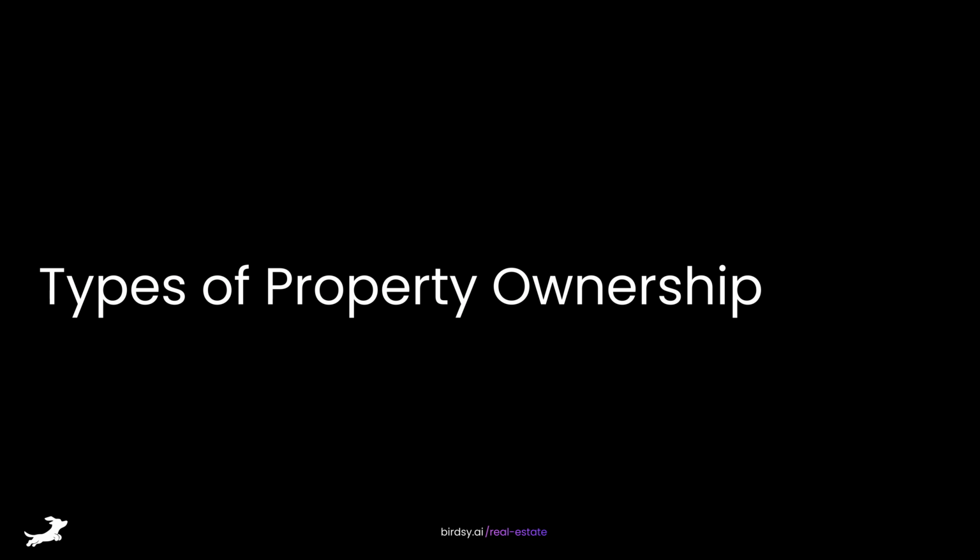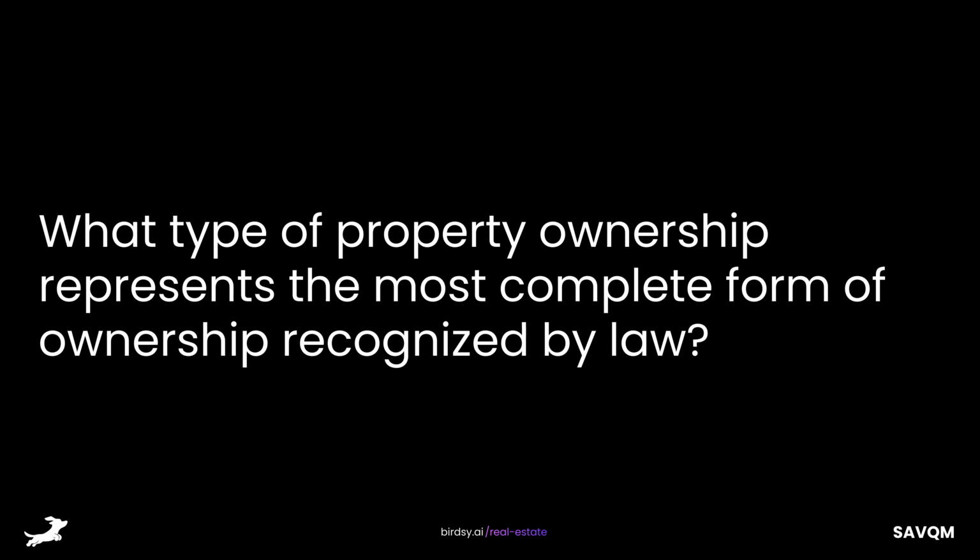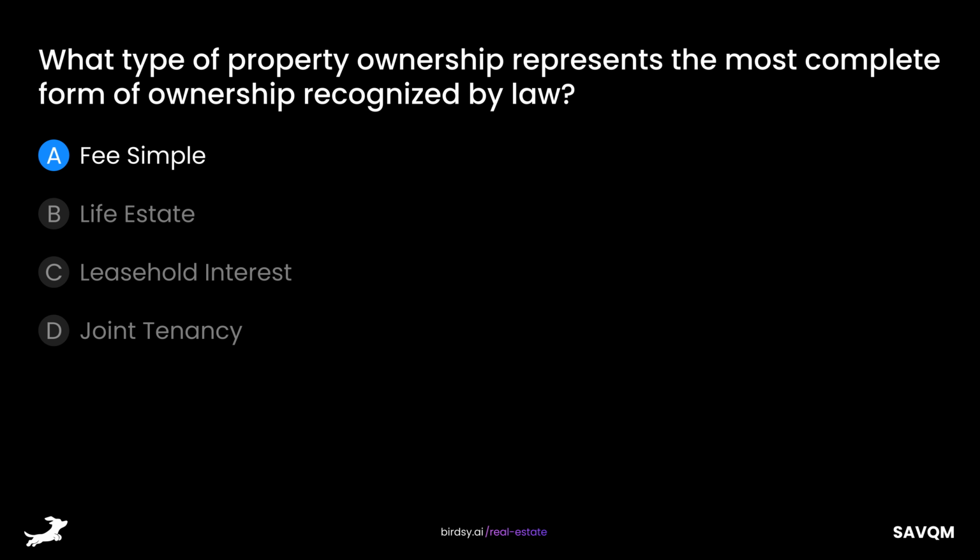Let's start with a look at types of property ownership: fee simple, life estate, and leasehold interests. What type of property ownership represents the most complete form of ownership recognized by law? Is it A, fee simple, B, life estate, C, leasehold interest, or D, joint tenancy? The answer is A, fee simple.